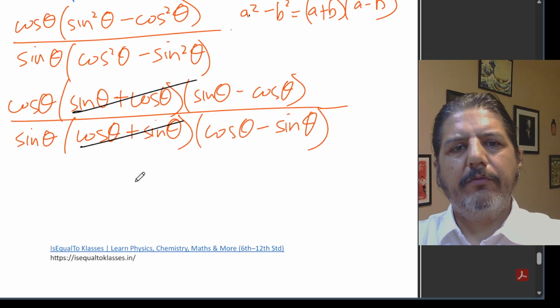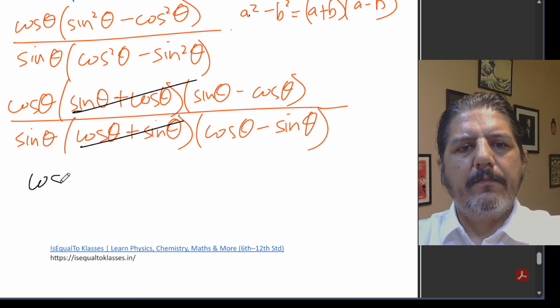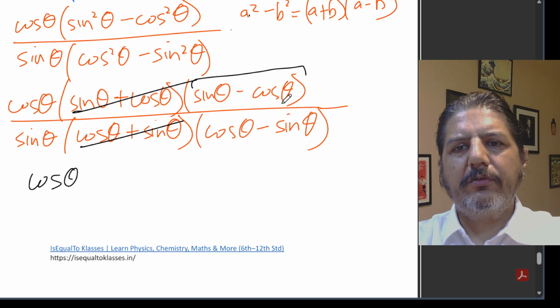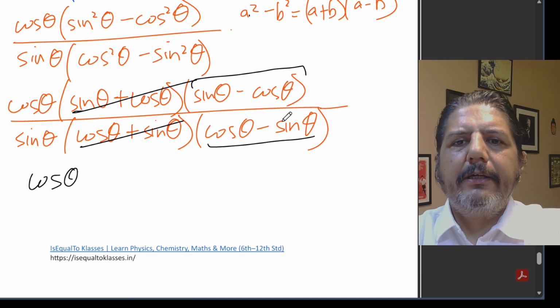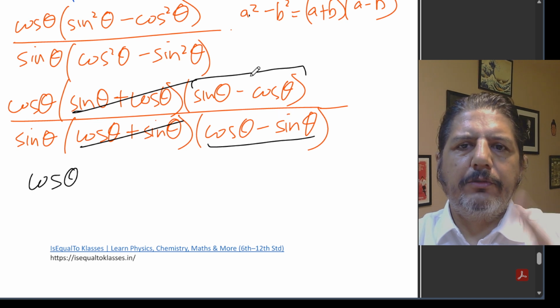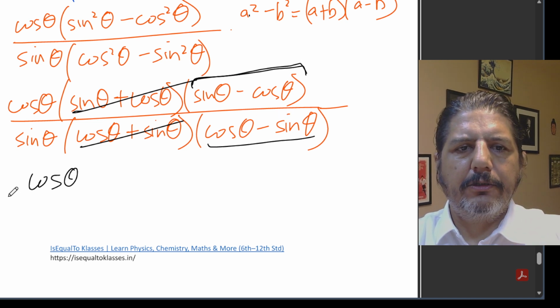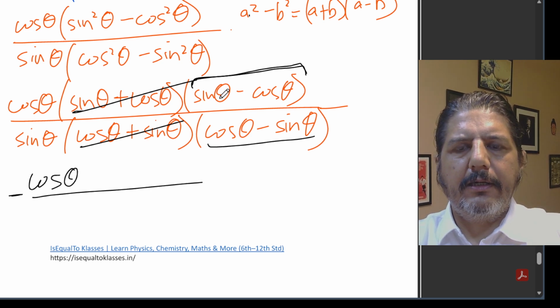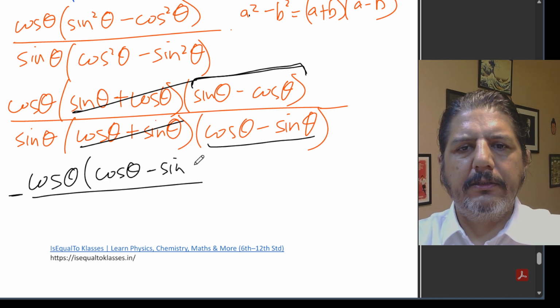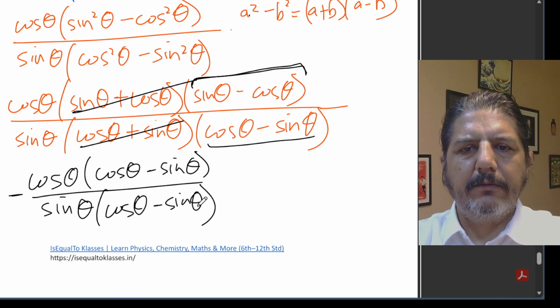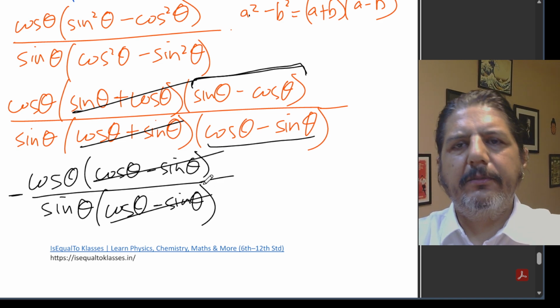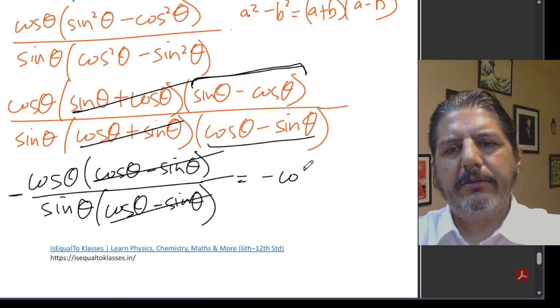And again, if you look carefully, this term sin theta minus cos theta and cos theta minus sin theta are the same. The only difference is the minus. So what I can do is take a negative out from the first term. I'll take the negative out and write this term as cos theta minus sin theta, with sin theta as it is, and cos theta minus sin theta. Why do I do that? Again, I see that cos theta minus sin theta cancels, leaving minus cot theta.